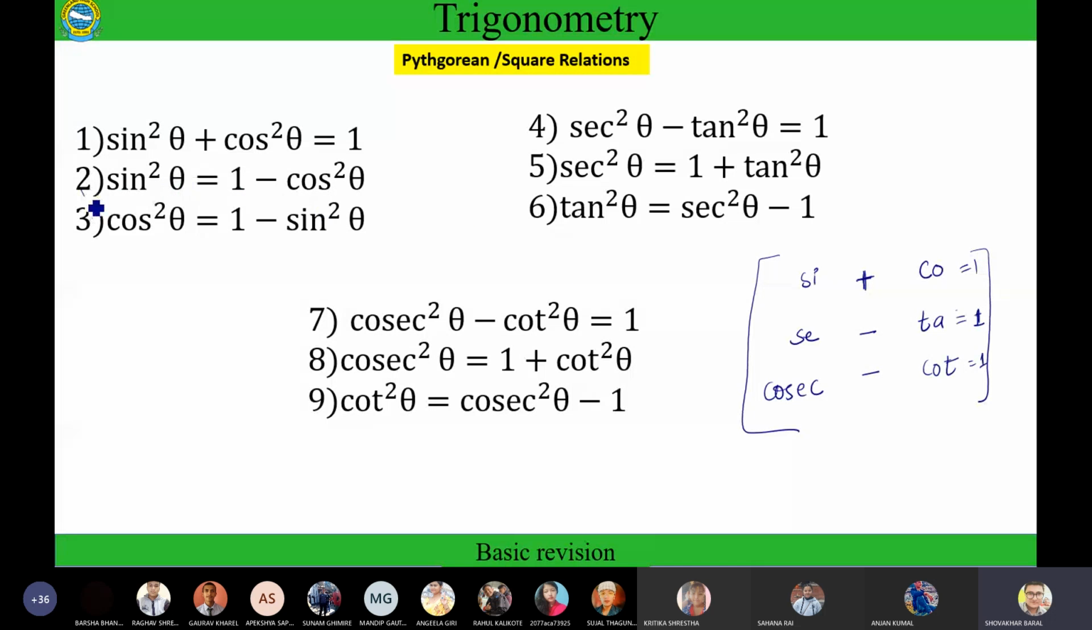Similarly, sec square theta minus tan square theta is equal to 1. Sec square theta is equal to 1 plus tan square theta. Tan square theta is equal to sec square theta minus 1. Cosec square theta minus cot square theta is equal to 1. Cosec square theta is equal to 1 plus cot square theta, and cot square theta is equal to cosec square theta minus 1.